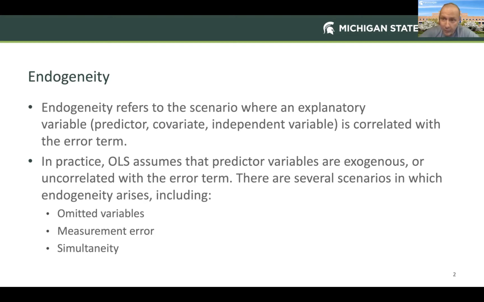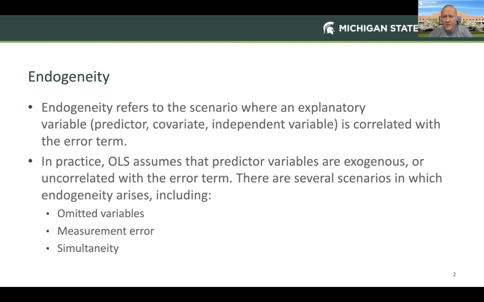And so in practice, when we estimate linear regression models using ordinary least squares, we presume that the predictor variables are exogenous or they're not correlated with the error term. And there are a number of situations where this assumption is violated, with three of the most widely known situations being the case where we have important omitted variables, where there is measurement error with respect to one of the predictor variables that we're including in the model, or where we have what's referred to as simultaneity, where we have the x and y essentially being determined concurrently based on the other variables that are included in that model.